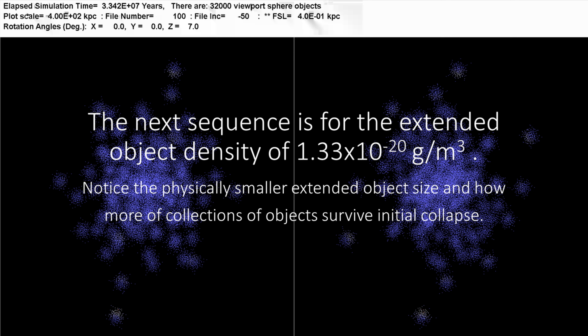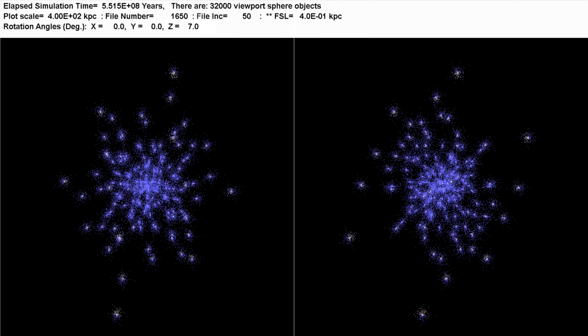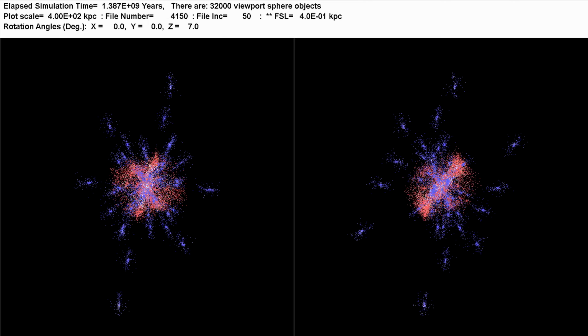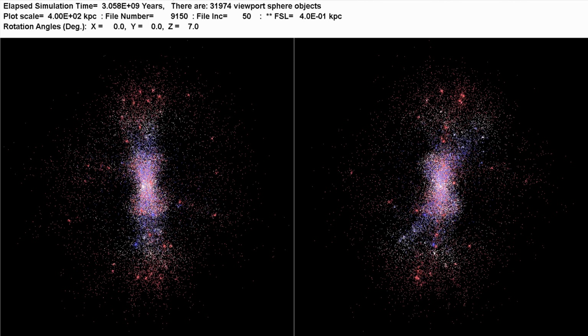Here we have the extended object density as being 1.3 times 10 to the minus 20 grams per cubic meter. For this scenario, the extended object collapses in about 580 million years. The entire system collapses in about the same time as it took the previous scenario to collapse. As we watch this second scenario collapse, notice that it plays out very similarly to the previous collapsing system.